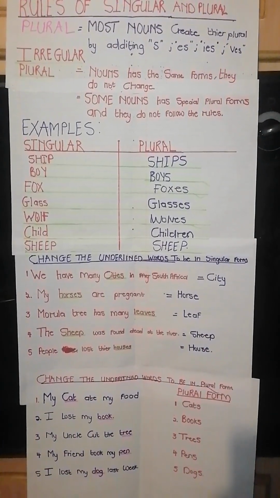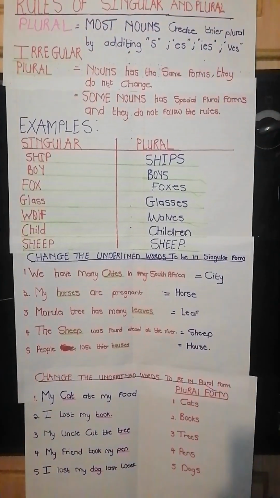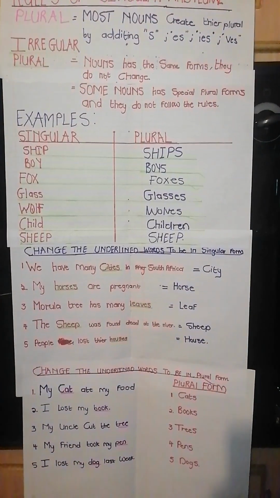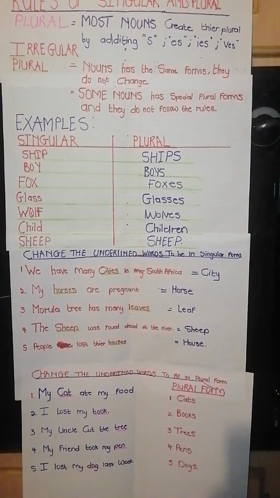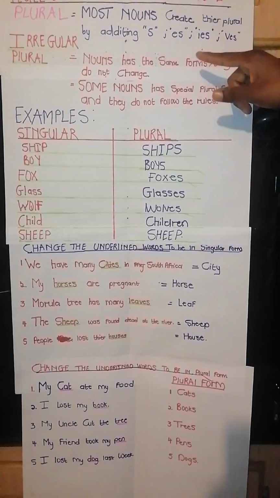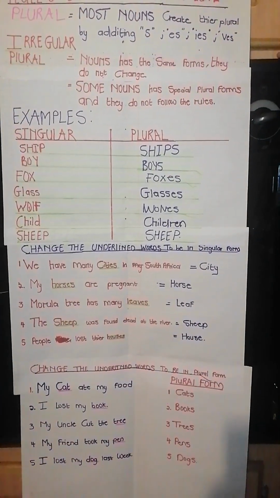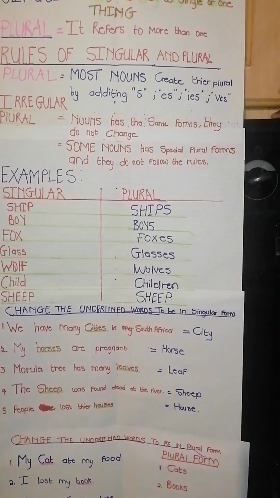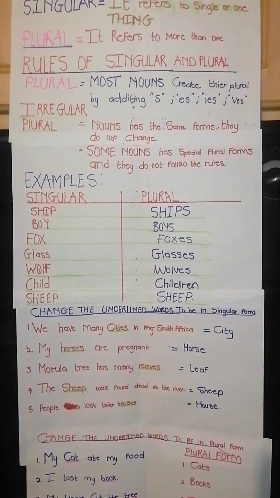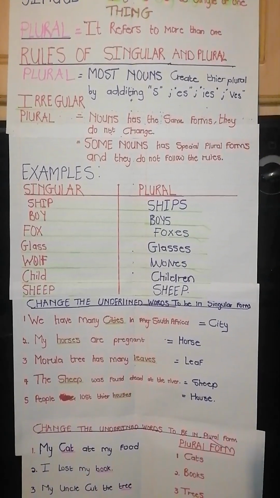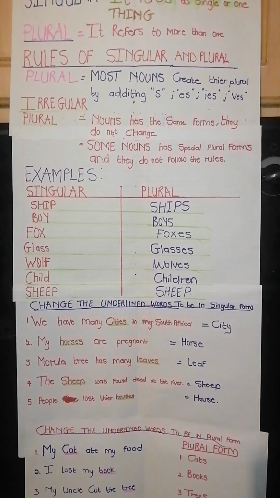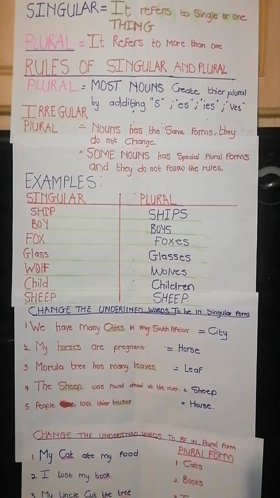Now let's continue with the rules of these forms. Rule number one: most nouns create their plural by adding s, es, ies, or ves. Now we must know that not all nouns have s at the end to become plural.